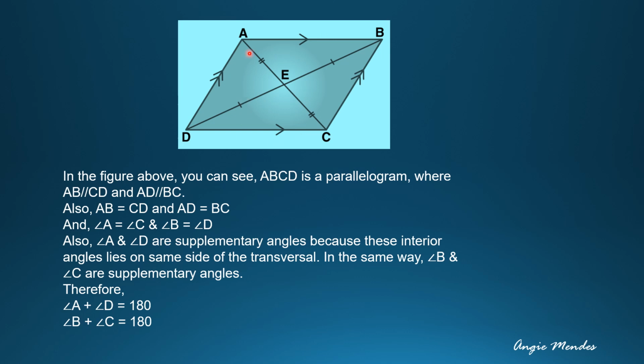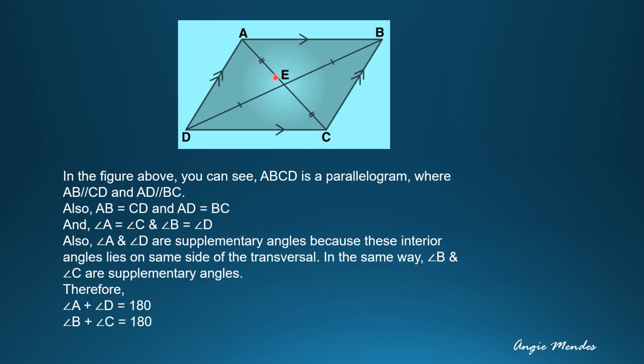Now angle A is equal to angle C and angle B is equal to angle D. And what is the reason? The reason is that these are opposite angles of the parallelogram and opposite angles are of equal measure. Also, angle A and angle D are supplementary angles because these are interior angles which lie on the same side of the transversal. In the same way, angle B and angle C are supplementary angles. So we can say that angle A plus angle D is equal to 180 degrees and angle B plus angle C is equal to 180 degrees.